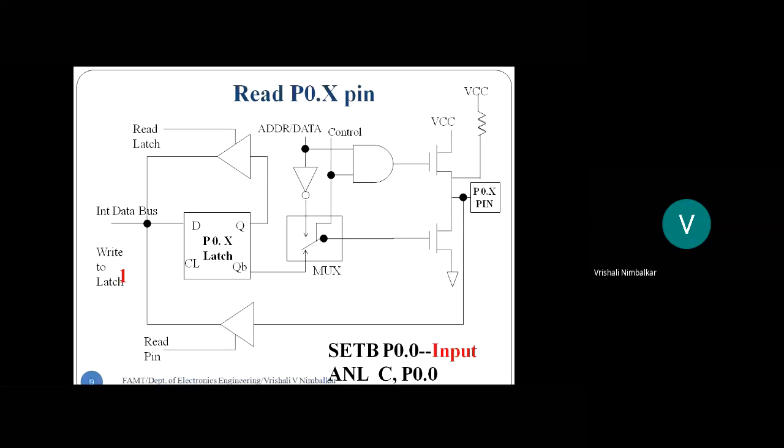Okay, I think so. I will repeat this. Fine. So, microcontroller read operation. We should initialize the pin as an input first. So by the instruction SETB P0.0, we will be initializing the pin as input.